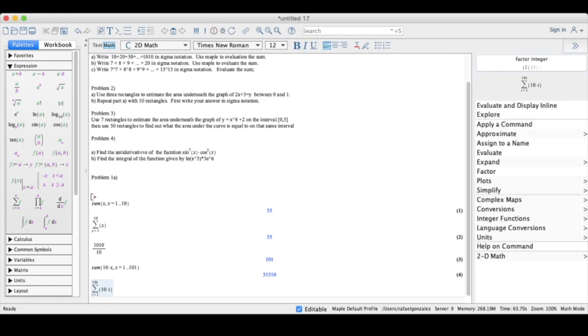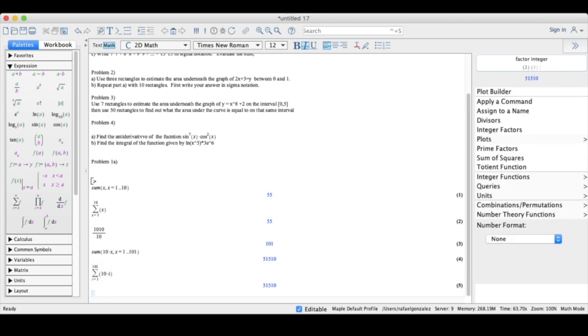So we're beginning at 1. And again, we have 51,510.